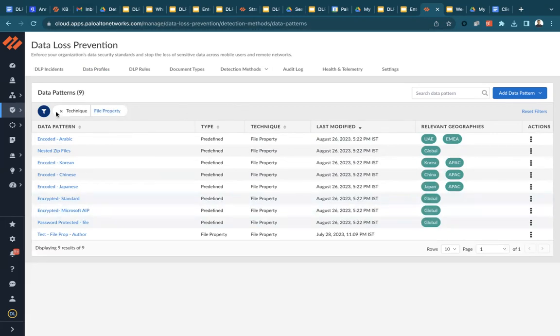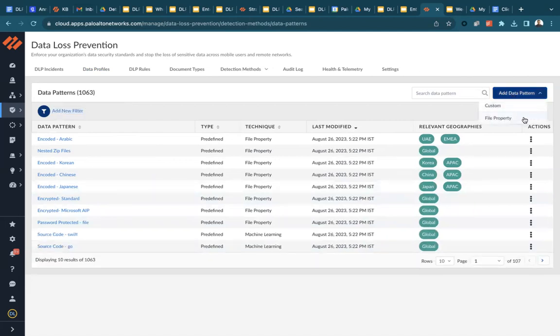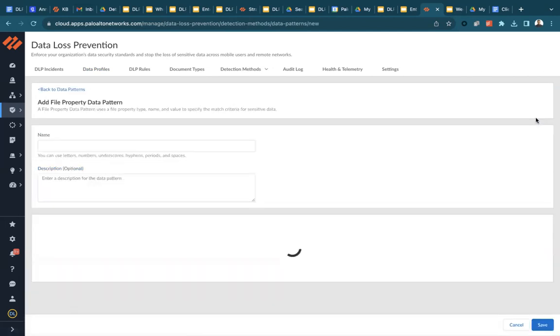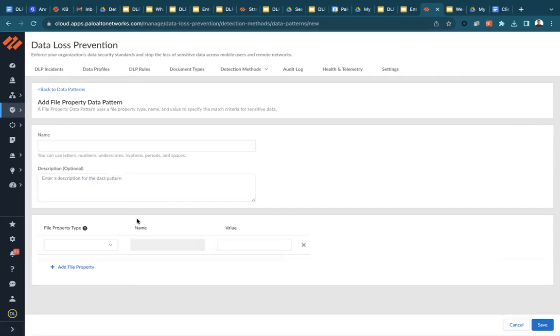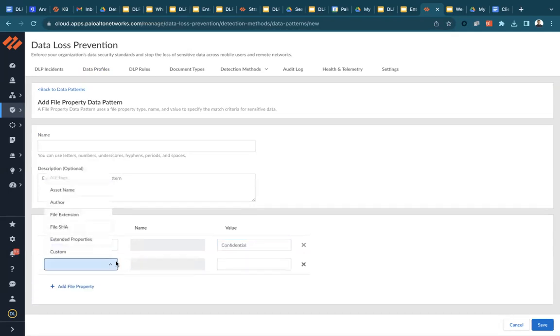So that's just the technique tag here, but more often than not, you will have to use a custom file property because it's unique to your organization's needs. For example, here we support things like AIP tags directly as well. So let's just say anything that reads confidential, you're looking for it, and you have the ability to use things like file author, extension, and file hash. Each of these can be comma separated. This can be up to 100 values of file hash.